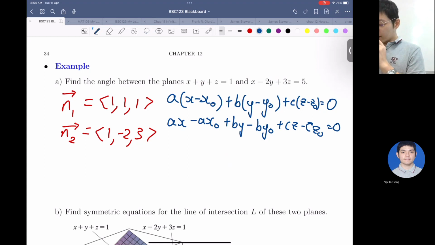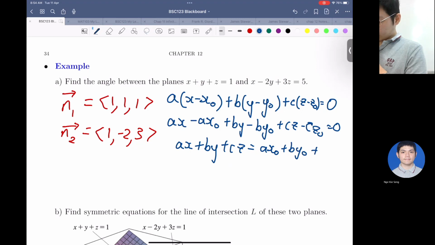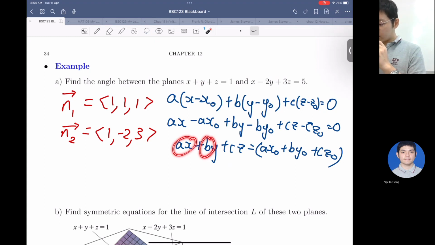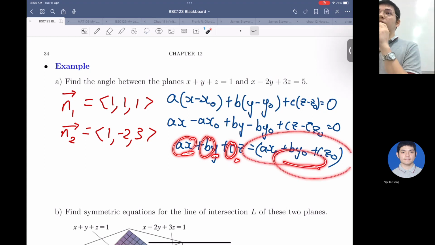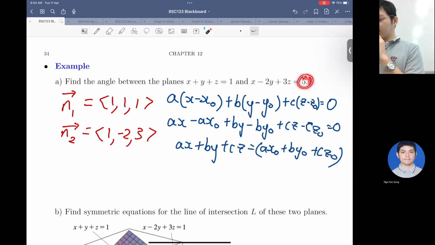Okay, and then we can move all the constants to the other side. But what happened is my A, B, C still remain the coefficients in front of my x, y, z, no matter how this part changes. So why this part changes here is why this becomes 5, why this becomes 1.